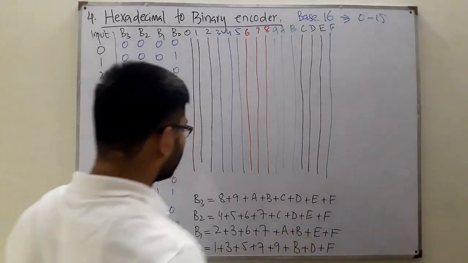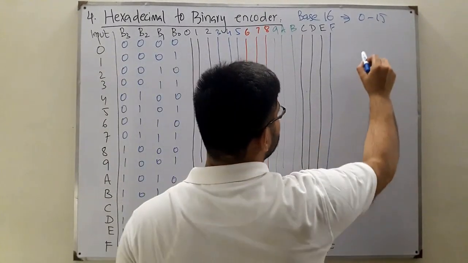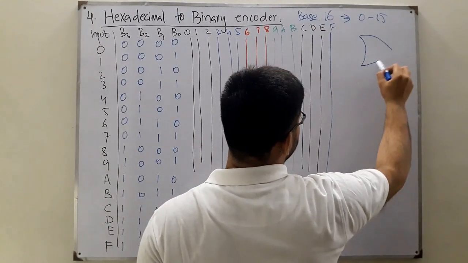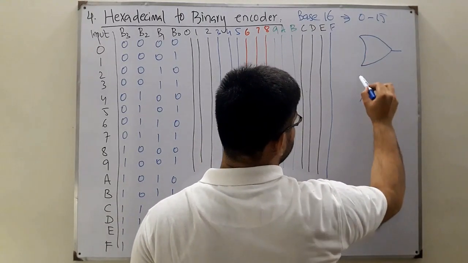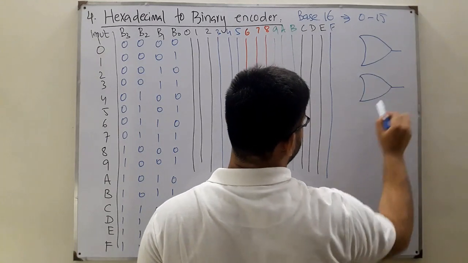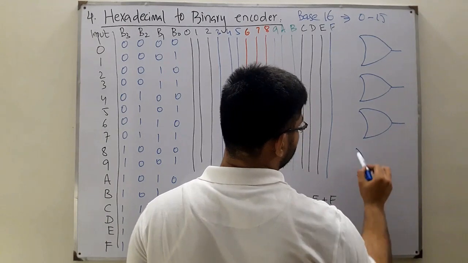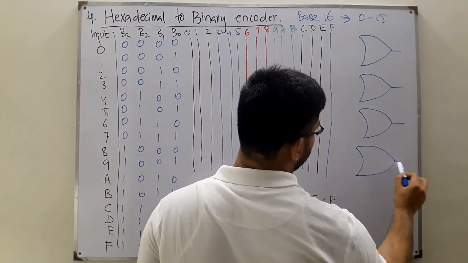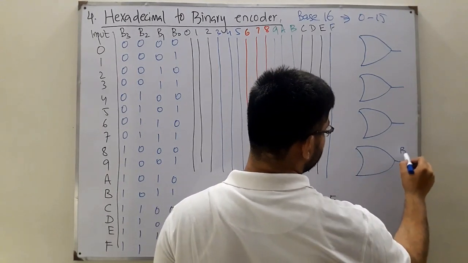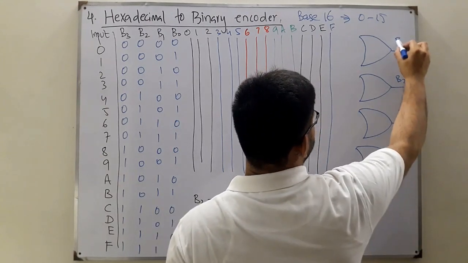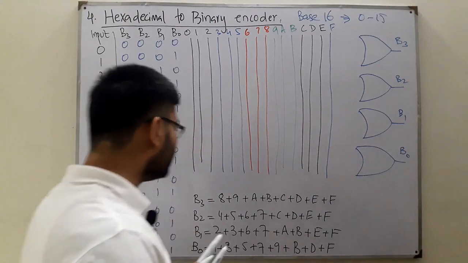And now what do we require? We require 4 OR gates, all right? So this is, let's say, the first OR gate. This is the second OR gate. This is the third OR gate. And finally, we have the fourth OR gate. So this is the least significant bit, B0, B1, B2, and finally the most significant, B3, all right?